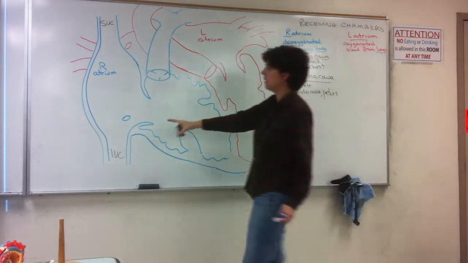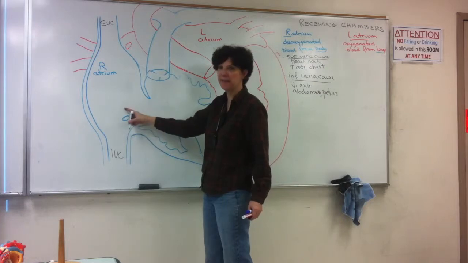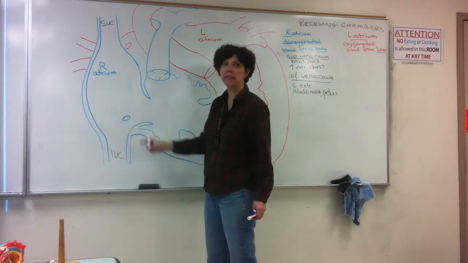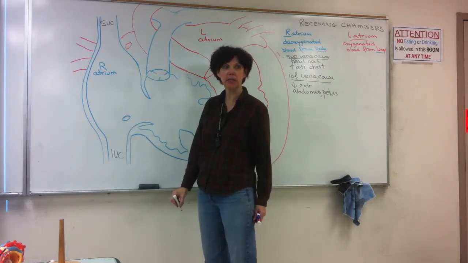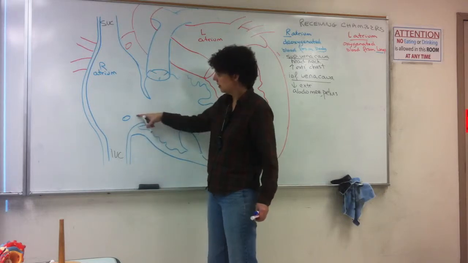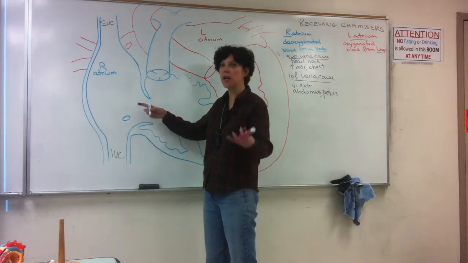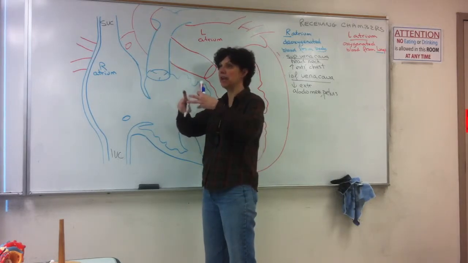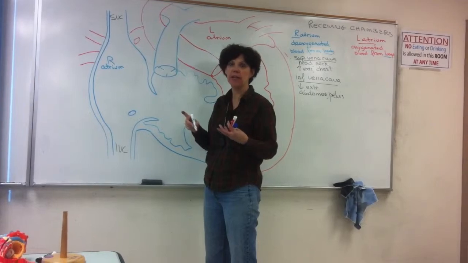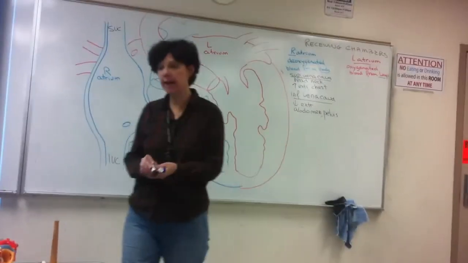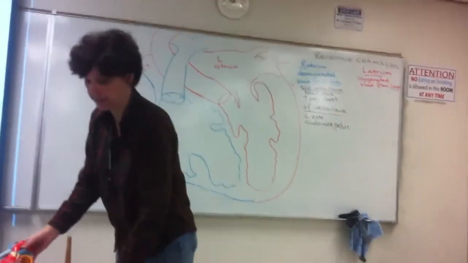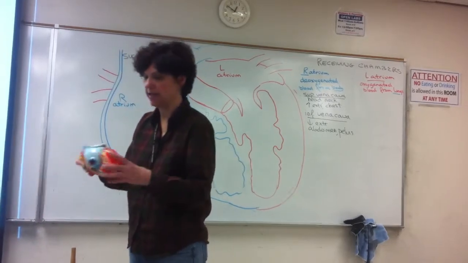And then this little opening right here, it's not on your diagram, but it's a small opening about the size of a pencil, just to the right of the inferior vena cava. And it's for a large dilated vessel, where all the veins come together, known as the coronary sinus.